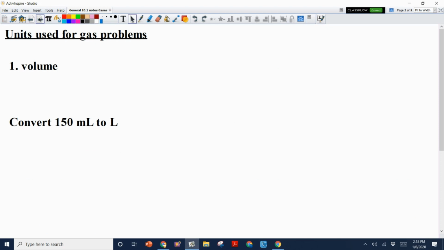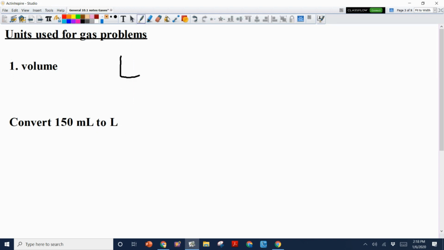First of all, for 5.1, let's talk about the units that we're going to use for gases. In these gas problems that we're going to be doing, there are 5 different units that we're going to have, so we need to make sure that we know what units we need to use for our problems. So first of all, volume. We do measure volume in gases, and volume needs to be measured in liters.